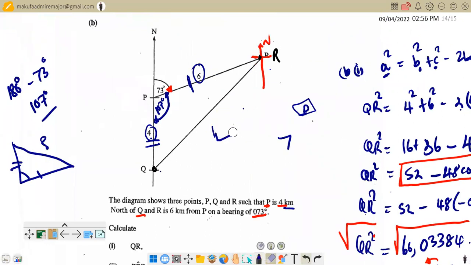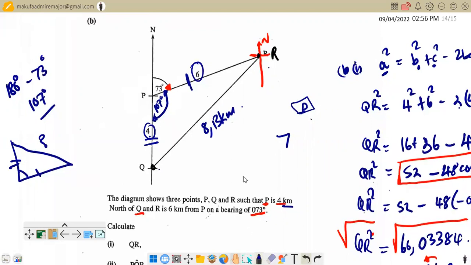Let us just put it back. Maybe we might need this value later on. We do not know, so it's best for us to just indicate that. Okay, so just going to indicate. So we said we got 8.13. So this is 8.13 kilometers. Okay, so that's it. Let's see the next question, which is item 2.